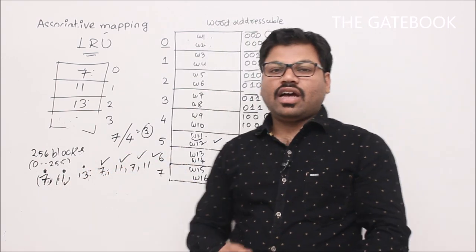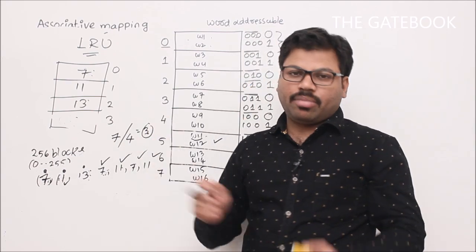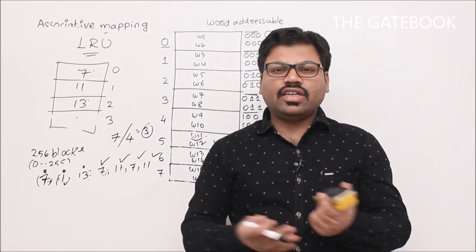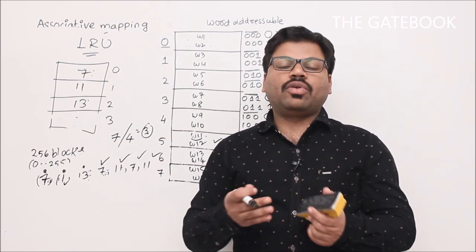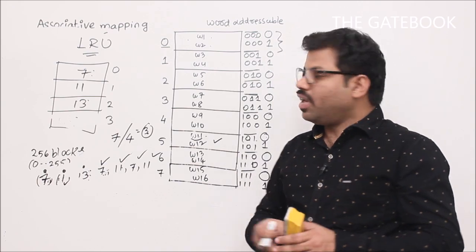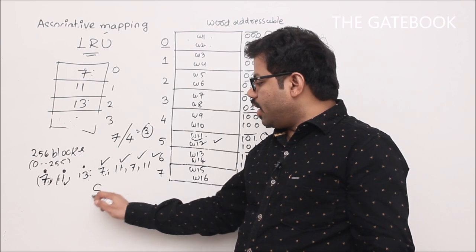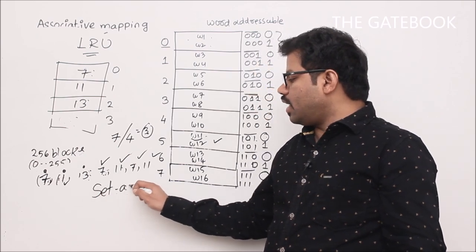Understand? In that way, associative mapping will definitely have an advantage over direct mapping, but hardware-wise it is generally costly. That's why people don't use associative mapping. Similarly, people don't directly prefer direct mapping. So there is one more alternative we can go for, that is set associative mapping.